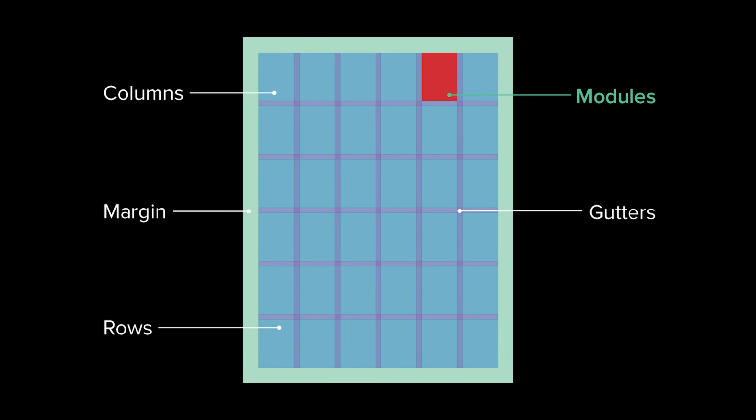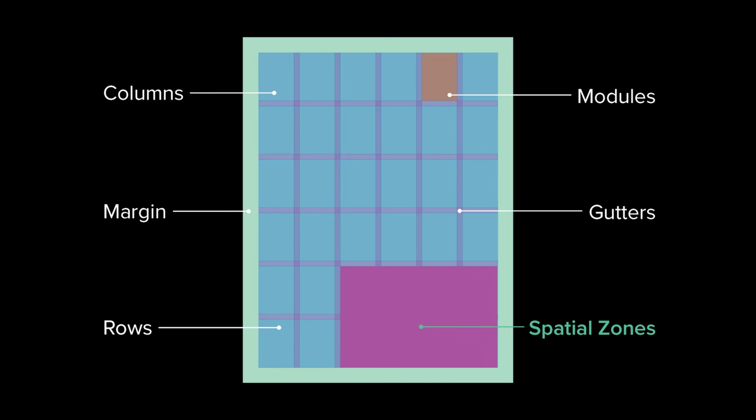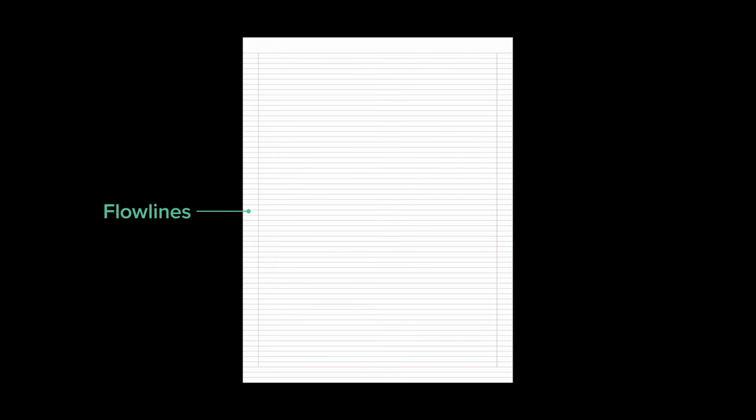Some design elements will take up only one of these spaces, whereas other design elements may take up multiple modules, in which case the space it occupies is called the spatial zone. Then there are flow lines, which are the horizontal lines that help guide you in situating design elements, particularly type in a layout from left to right.